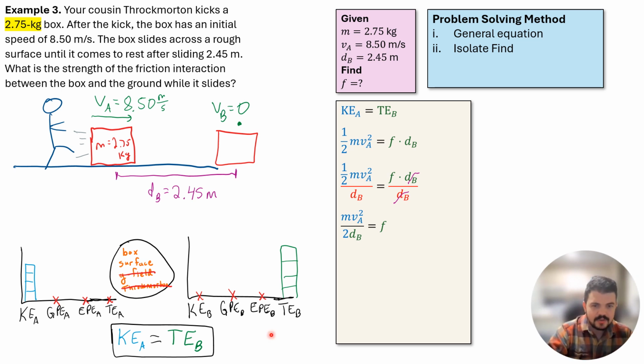I want to point out a quick math trick I did there. I had a half mv squared in the numerator here. A half in the numerator of a bigger fraction is the same thing as just having this 2 in the denominator. So this blue 2 corresponds to this blue 1/2 there. Try it out for yourself. If you don't believe it, plug in some numbers, see if it works out.